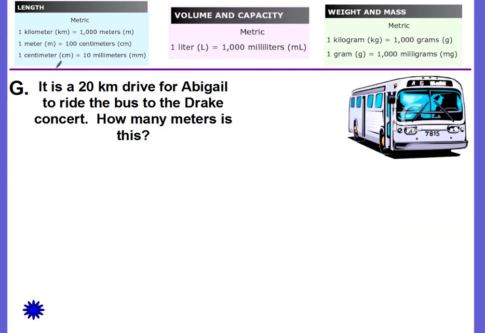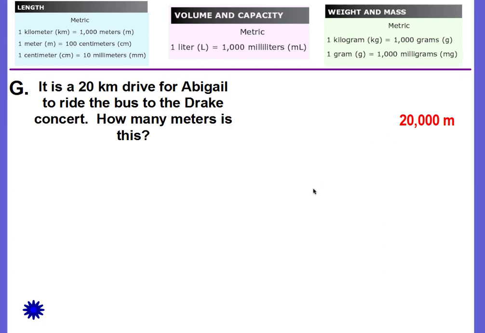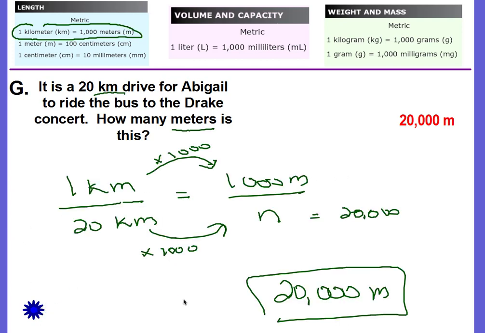Okay, what are we doing here? We're going from kilometers to meters. So that's going to be length, kilometers to meters. Did you get for your answer 20,000 meters? If you did, awesome job. Move on to the next problem. If not, go ahead and pause the video, take a look at the work, and see if you can find your mistake. If you need help, please ask your teacher.